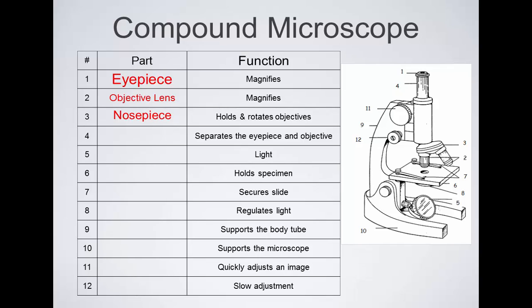The tube that separates the eyepiece from the objective lens is called the body tube. It makes sure that there's enough distance for the light to travel for it to create a clear image.